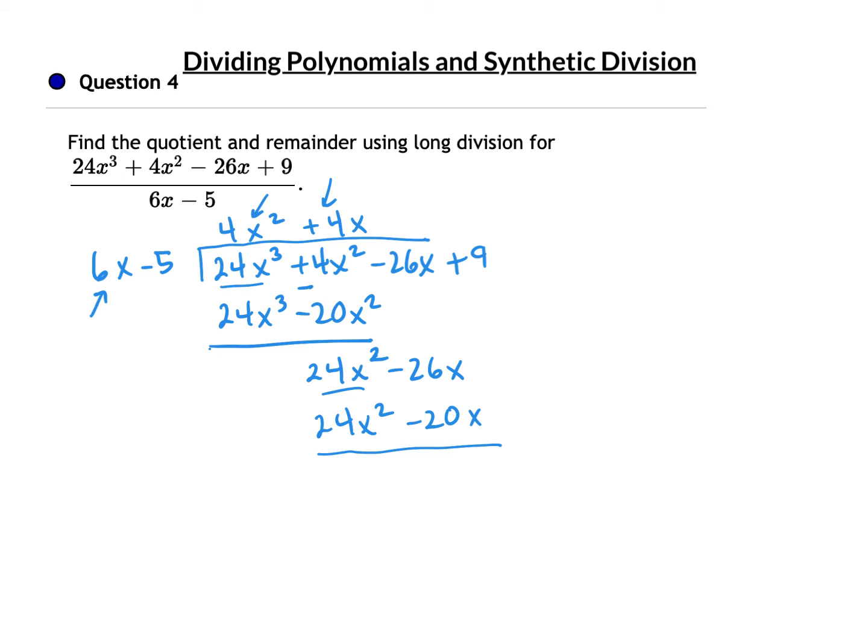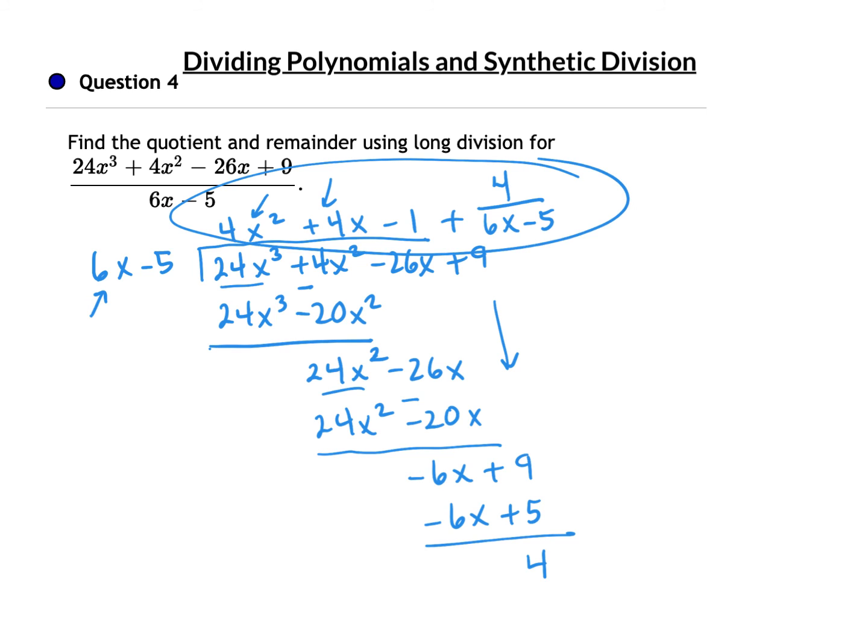Now subtract. You get 0 in the first spot, which is what has to happen. Negative 26 minus negative 20 is a double negative. You're going to add 20. That'd be negative 6x. Bring down that plus 9. 6x times something is negative 6x. That'd be negative 1. Negative 1 times 6x is negative 6x. Negative 1 times negative 5 is positive 5. Subtract, we get 4. Our remainder is 4. So it's plus 4 over 6x minus 5. There's our answer.